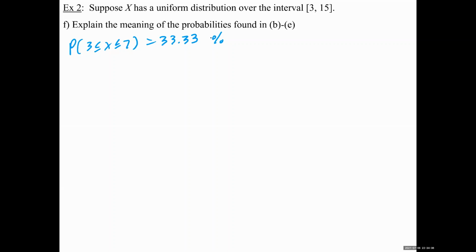Just to save us on words, for all these problems, I'm having you say it the same way. If you draw a number out of the bag that has this probability distribution, the one that's in this question, many times, then you'll get a number between 3 and 7 about 33.33% of the time. Let me write that down. If you draw a number out of a bag that has this probability distribution many times.